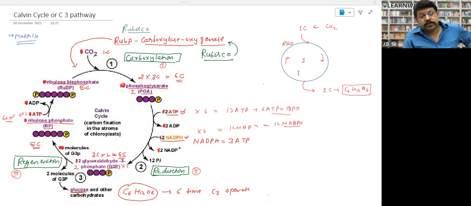Now, come to the Calvin cycle. What happens? There is an enzyme called ribulose bisphosphate, right?